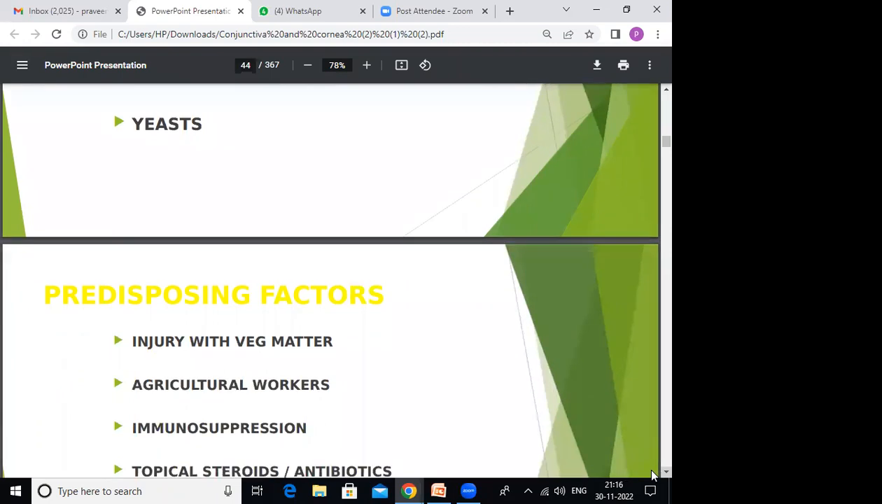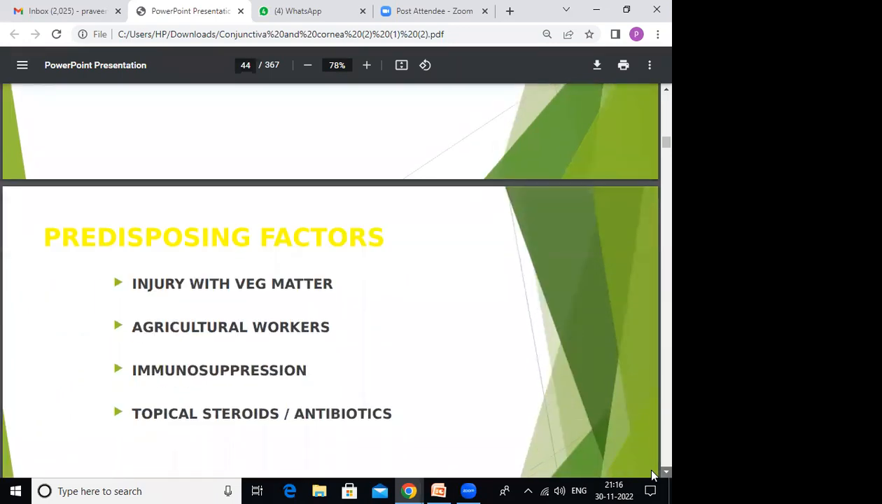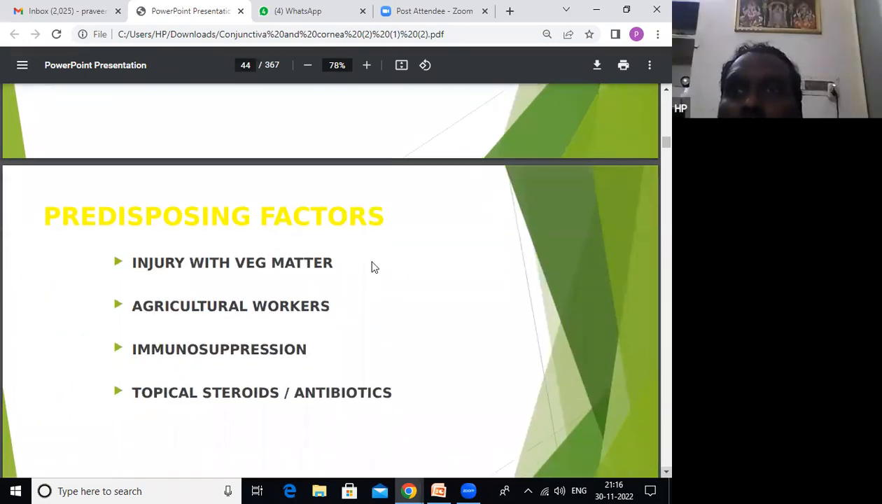Okay. Thank you. So this slide again has an important question. Whenever they come, the 30 year old farmer who has a history of injury with vegetative matter. So these will all be clues for you to come to the diagnosis. Predisposing factors for fungal corneal ulcer are injury with vegetative matter, agriculture workers, immunosuppression, and topical steroids, which cause local immunosuppression. So again, these are all the predisposing factors for a fungal corneal ulcer.